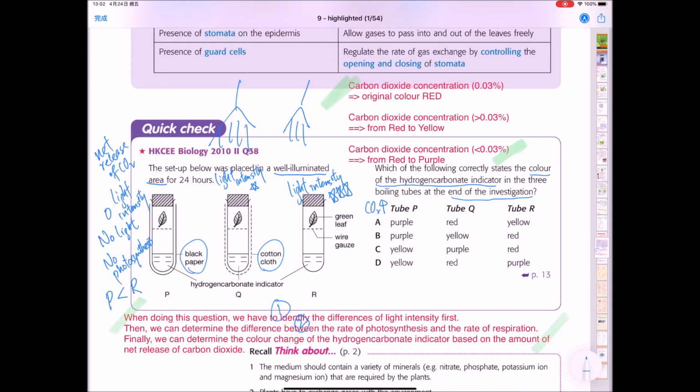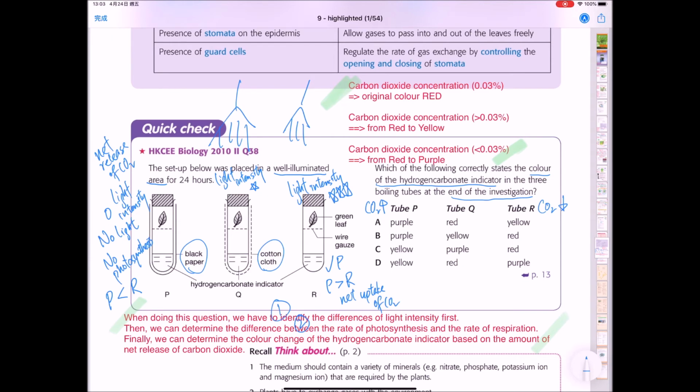And then for tube R, we know that the light intensity is very high. So the plants can carry out photosynthesis and the rate should be higher. We can conclude that the rate of photosynthesis should be higher than the rate of respiration. Finally, there should be net uptake of carbon dioxide in tube R, and the carbon dioxide concentration in tube R should be lower than the normal level. Okay, so that's the second step.